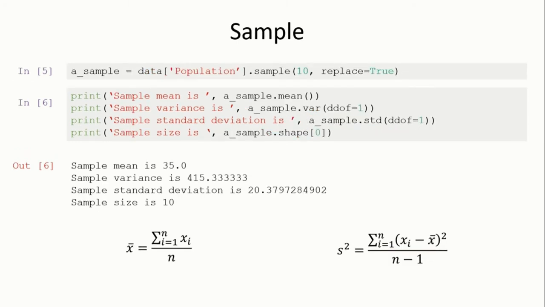Also, these methods can be applied to compute statistics of samples. First, let us take a sample of size 10 from the population using replacement. The sample mean and the sample variance and standard deviation are printed out. Notice that when we compute the sample variance and std, we need ddof equal to 1.